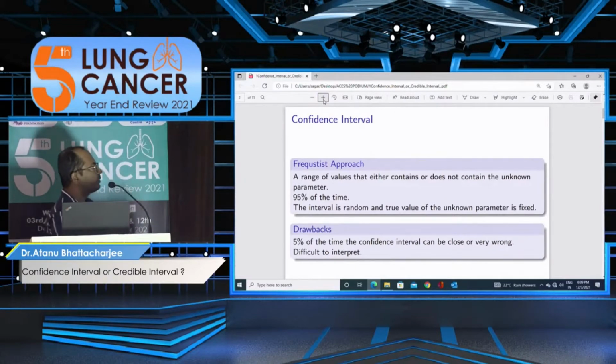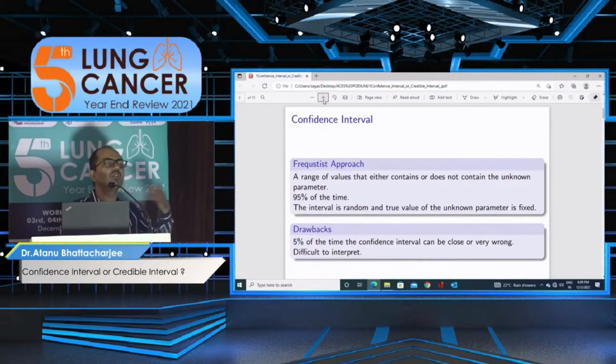Anyway, it is based on the frequency approach: a range of values that either contains or does not contain the unknown parameter, and quite often we consider a 95% confidence interval. As an alternative to the 95% confidence interval, we say the p-value is 0.05, which you may see in many manuscripts. Let's say the p-value is less than 0.05, so if it is 0.03 or 0.04, then we say it is significantly different.